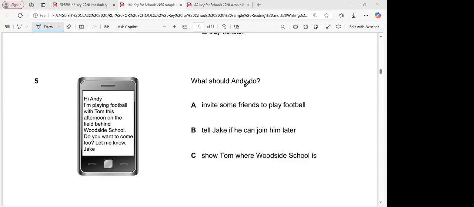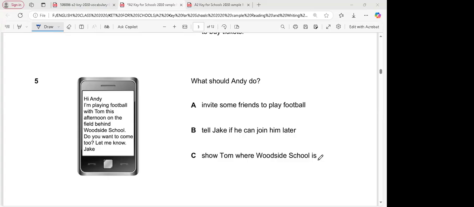Okay. So in this message Jake is writing to Andy and asking him something, right? So that is what it is asking: what should Andy do? Invite some friends to play football. Tell Jake if he can join him later. Show Tom where Woodside School is. Okay, there are some answers which are not mentioned. Only one answer is matching, right? Which you have to select.